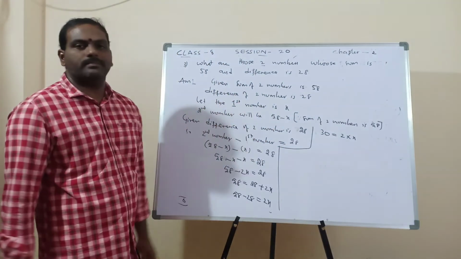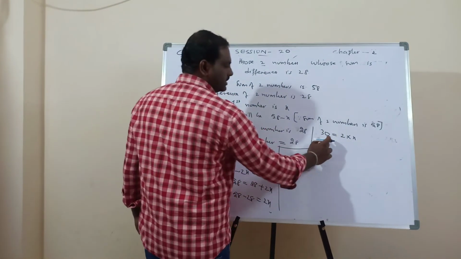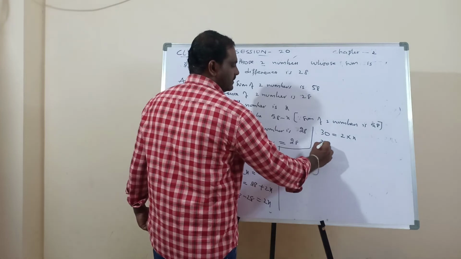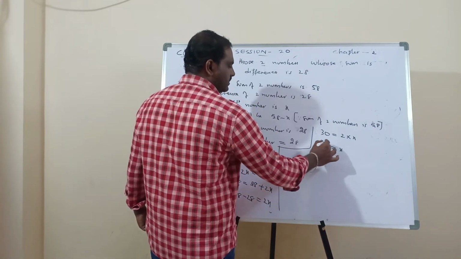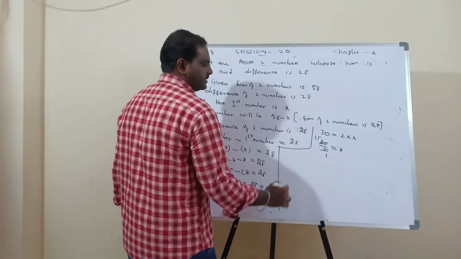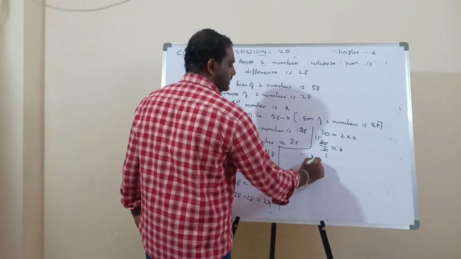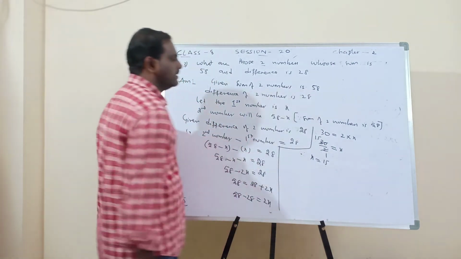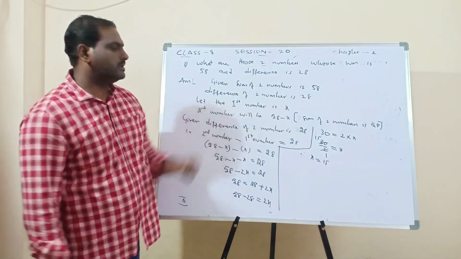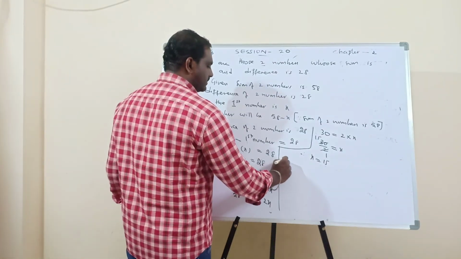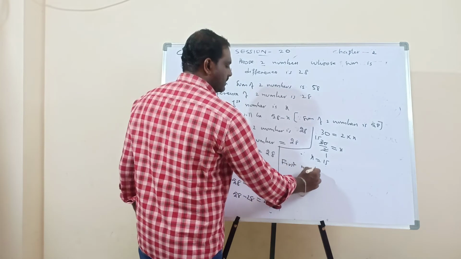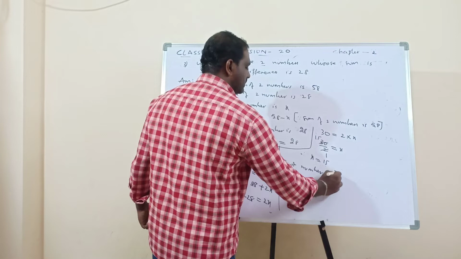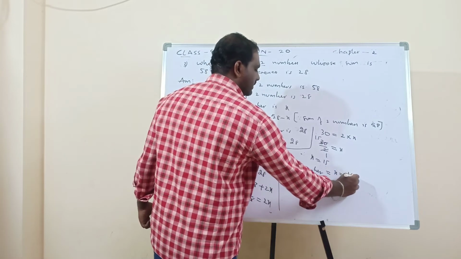2x means 2 into x. Now I transpose this 2 to this side. What happens? 30 by 2 is equals to x. The cancellation: 2 ones are 2, 2 15s. So therefore x is equals to 15. What is the first number? So first number is equals to x is equals to 15.